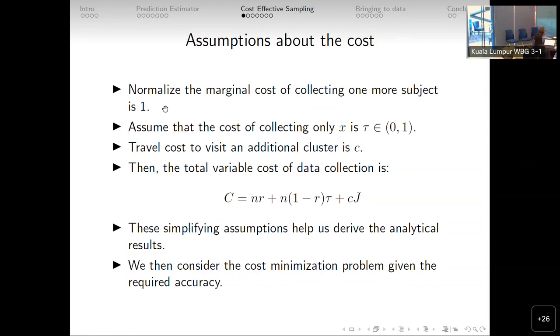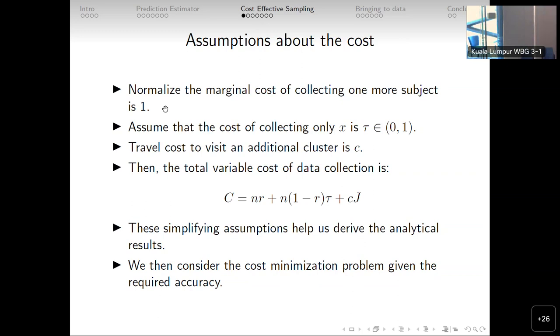Tau governs the discount you would get by not collecting the consumption data, right? So if tau is 0.5, then take two households: one where you collect just the cheap covariates, the other where you collect the cheap covariates but also the expensive household consumption variables of interest. If tau is 0.5, it means that for those households where you only collect the cheap covariates, you get a 50% discount on the cost of data collection. That's what tau is. So the lower tau, the more of a discount, the more expensive it is to collect the household consumption data.